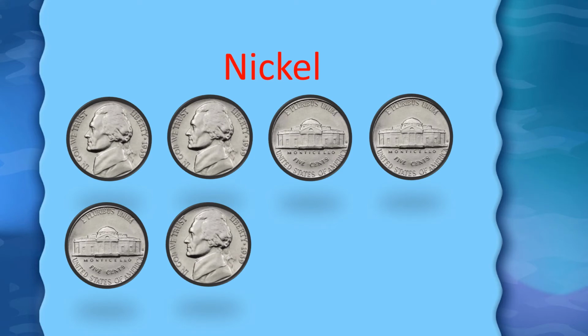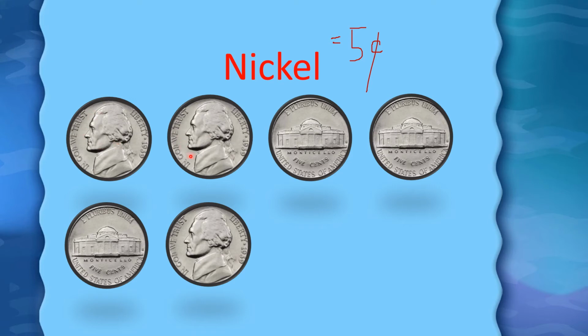So a nickel is worth 5 cents. So let's write on top equals 5 cents. When we count our nickels, we're going to be skip counting by 5s to figure out the amount. So let's count by 5 to see how many nickels do we have in total, or what's the amount of our nickels. So let's start.